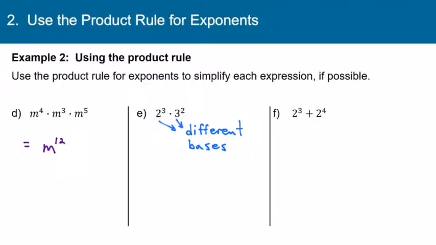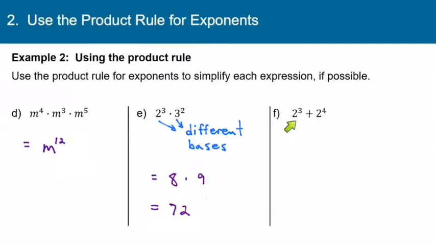2 to the 3rd is 2 times 2 times 2, and if you multiply those 2's together, you'll get 8. And then that's multiplied by 3 to the 2nd. Of course, 3 to the 2nd is 3 times 3, which is 9. And we know that 8 times 9 is 72. So the only way to work this one is to get rid of the exponents and just multiply the numbers together.